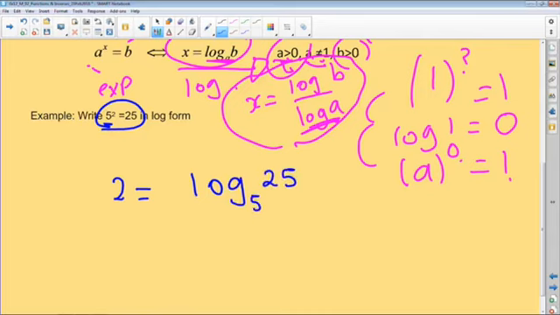So we're saying if we write it in this form, so how did I do it? My exponent is equal to log of the number, or your answer on the right hand side, with the same base that you had in your exponent. All right, so 2 we can rewrite as log 25 base 5.